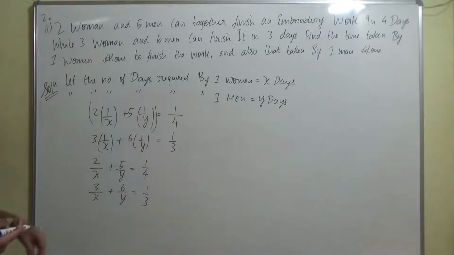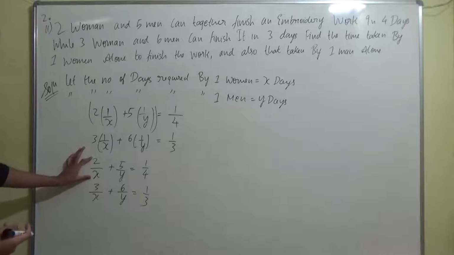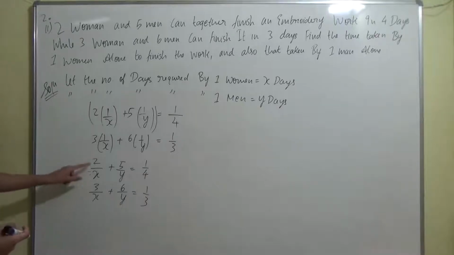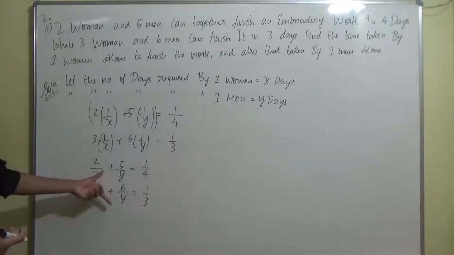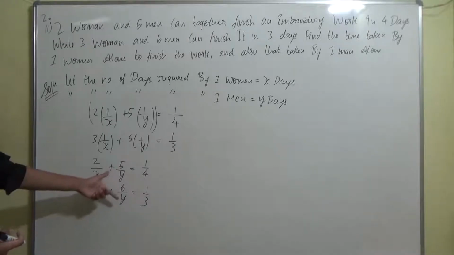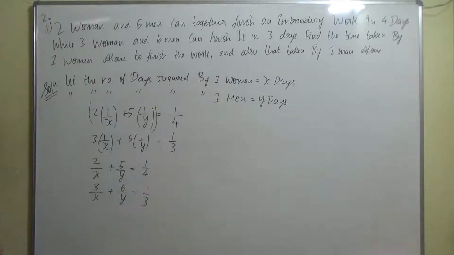Getting it? Now if you multiply this term into 3 and this term into 2, this becomes like 6 by x, and even this one will become 6 by x. Then you'll be able to eliminate the x term, and then we'll find the answer in terms of y. We'll find the value of y, and then we'll put back the value of y into the equation and find the value of x. Getting it guys?